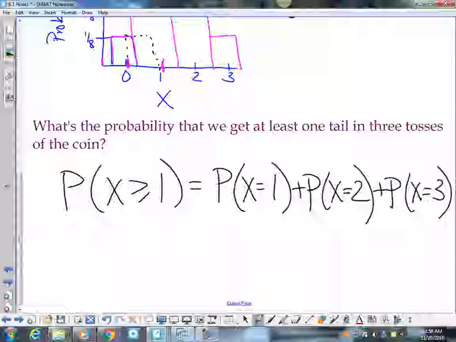But y'all are absolutely right. This can also equal, how else could you write this? Okay, so the probability, put it in terms of X. X equals 0 complement. X equals 0 complement. So how would you write that algebraically? Do y'all agree with that?